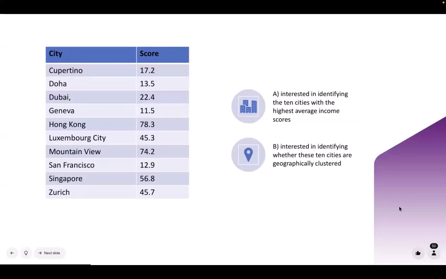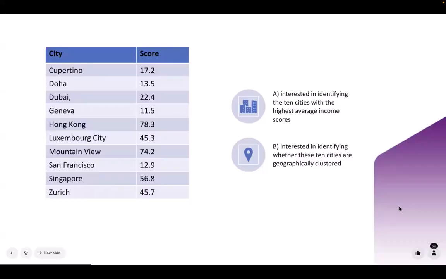If we take a look at this example on the screen, I've produced two questions for you. So imagine you are interested in question A. You are interested in identifying the 10 cities with the highest average income scores. As you can see, we've got a very simple table here with two variables, our cities and our scores. We can, of course, answer question A using just these.